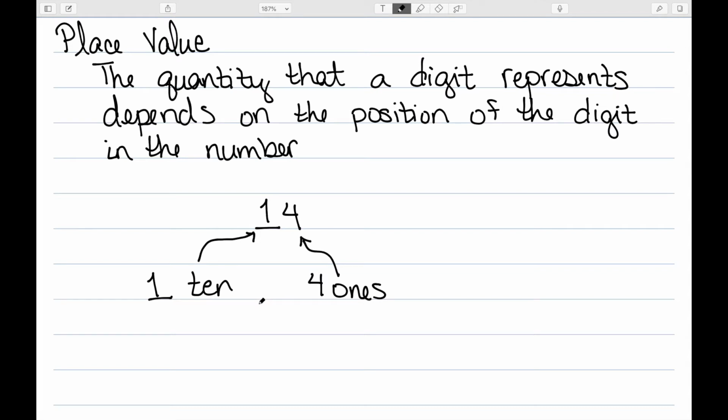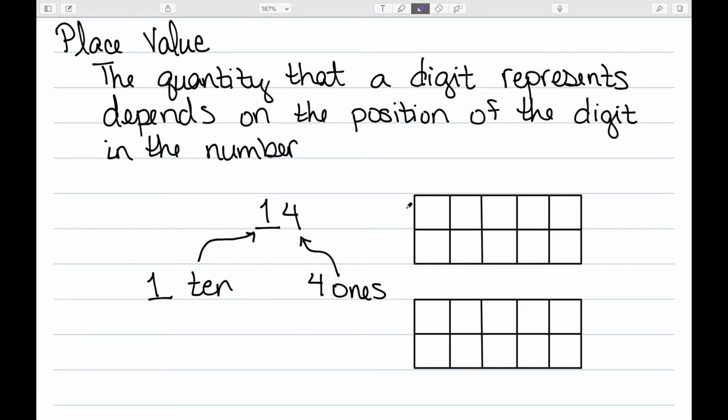A lot of times we use things like 10 frames. So here I have two 10 frames. To do 14, we would need to point out that we would need to color in 1 completely to represent the fact that we have 1 ten, and then 4 on the next one to represent the fact that we have 4 ones. So this is an idea that children do need to have pointed out to them.